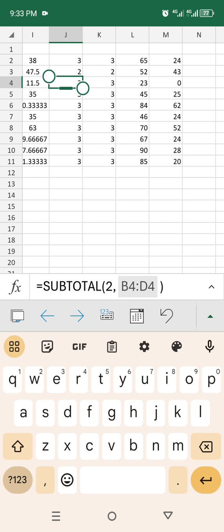So the summary is the formula is equal to subtotal. Open your bracket first. If we use 1, we are finding average. If we use 2, we are sorting out the cell range that contain numbers. If we use 3, we are sorting out the cell range that contain value, either number or letter. If we use 4, we are looking for the highest value. And if we use 5, we are looking for the lowest value. It's as simple as that.